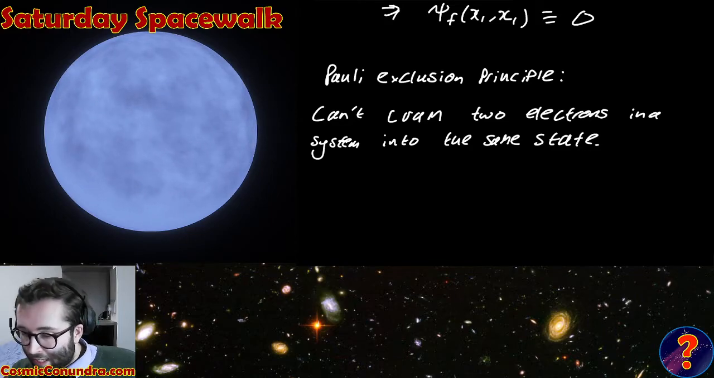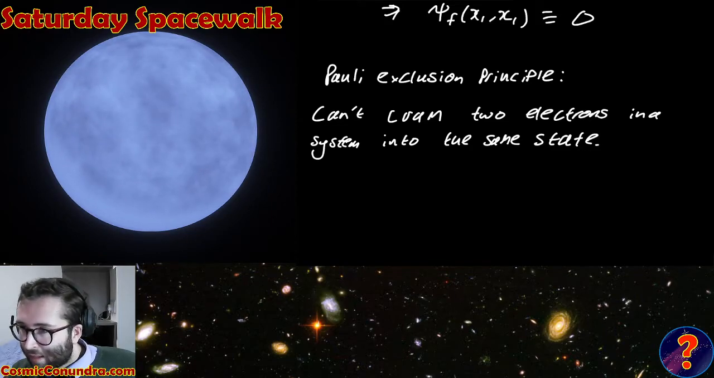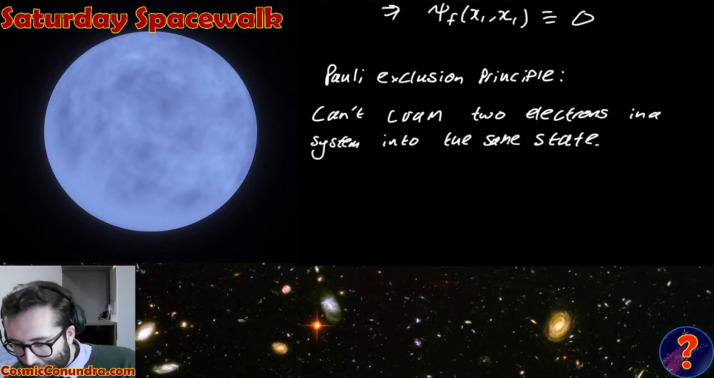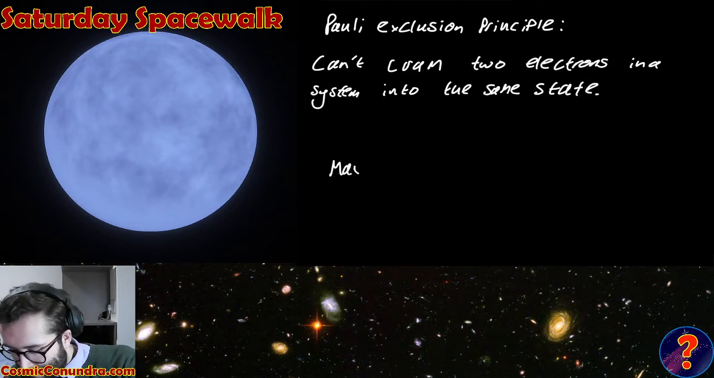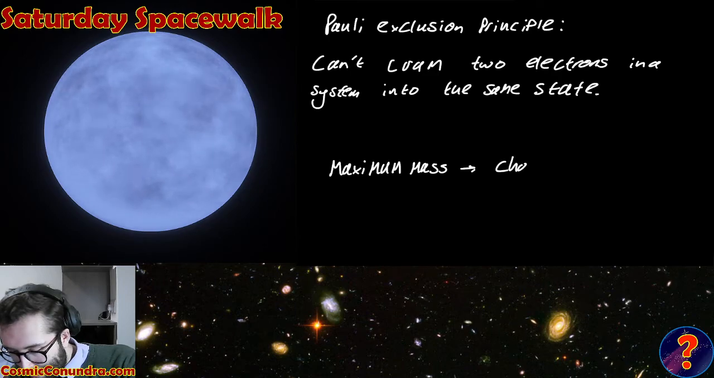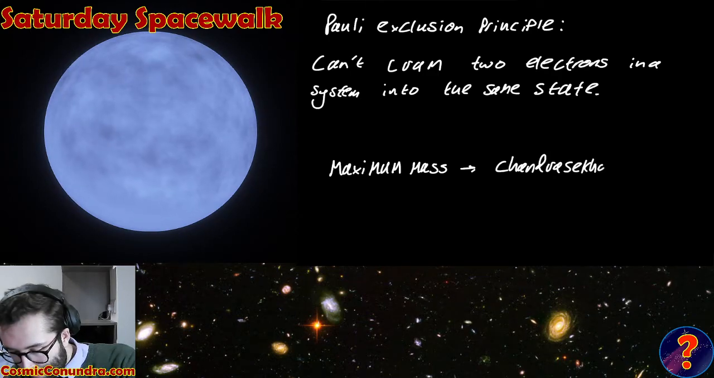So there's a fundamental limit to how big a star can be supported by this pressure. And this maximum mass that can be supported is called the Chandrasekhar mass.